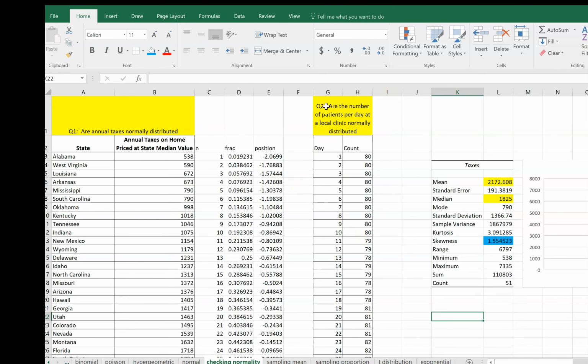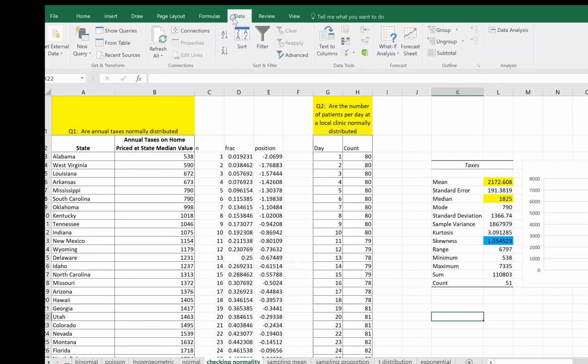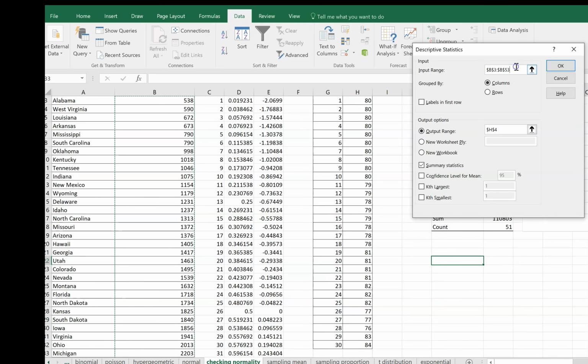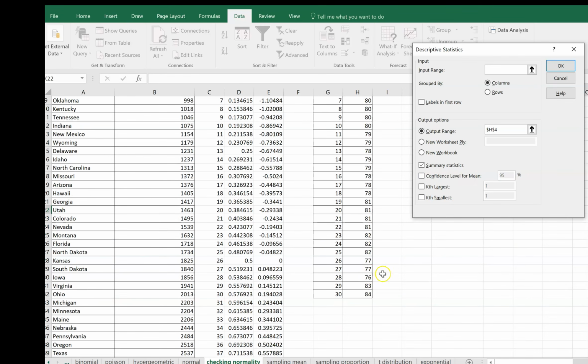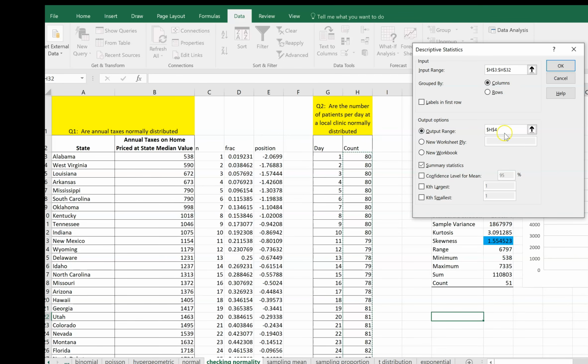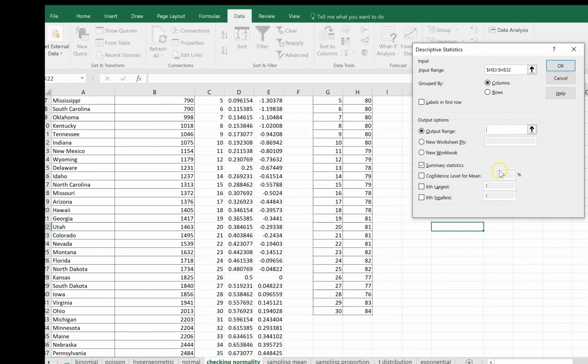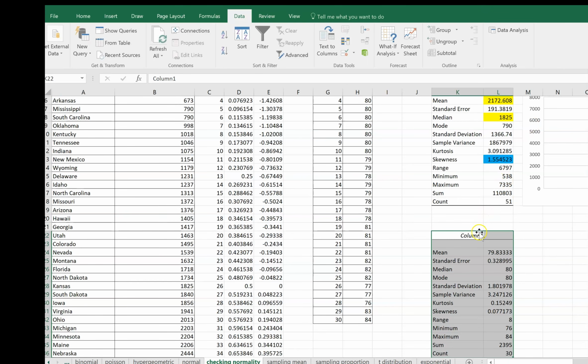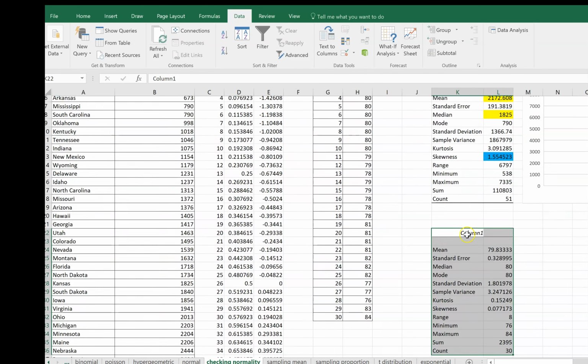Let's look at this: are the number of patients per day at a local clinic normally distributed? Well, to answer this question, once again, we should run a descriptive analysis. To run a descriptive analysis, you go to data analysis, descriptive statistics. Scan in the numbers you want to build the descriptive statistics on, just the count, not the day. Where you want to output it, make sure it is clear of anything, and it dumps.